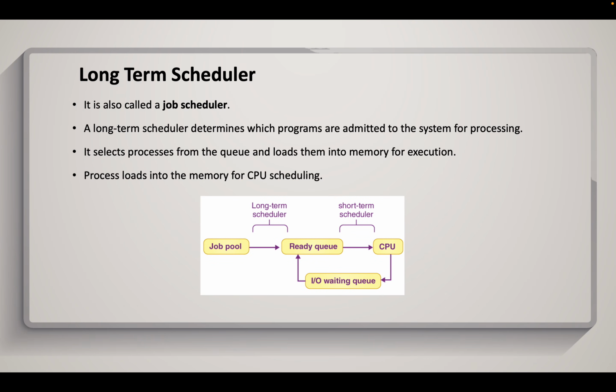This will be explained again in detail, so I don't want to waste much time. The long-term scheduler means the job scheduler. Why does it take a long time? Because it takes much more time than CPU scheduling, the short-term scheduling. Why? Because it moves the data from secondary storage to main memory, and secondary storage is very slow compared to main memory.